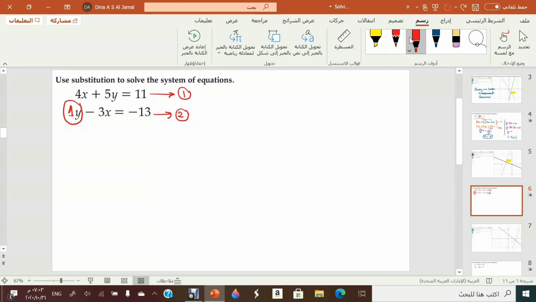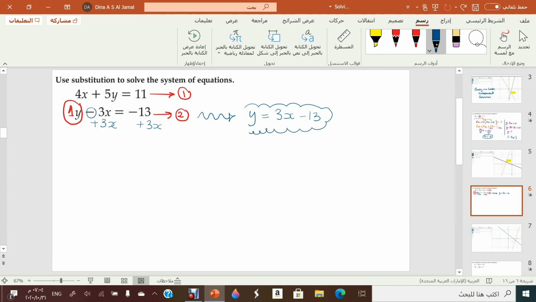So let's change an equation to keep y alone. If I would like to keep y alone, what is the sign of 3x? It is minus. Just add it to both sides. Let's now organize our solution. y will be 3x minus 13. This is your new y, which you will be using for substitution.